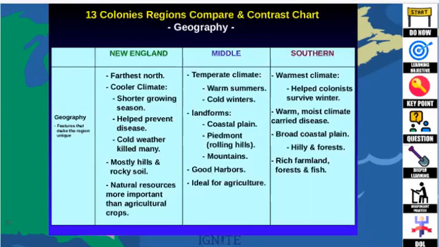The middle colonies are known for warm summers, cold winters, good harbors, and being ideal for agriculture. The southern colonies have the warmest climate and the best growing season, which is why they were home to plantations and cash crops. Let's return to our learning objective and see how we did.